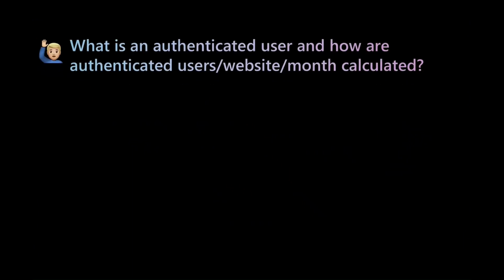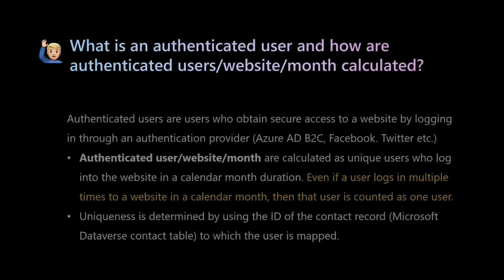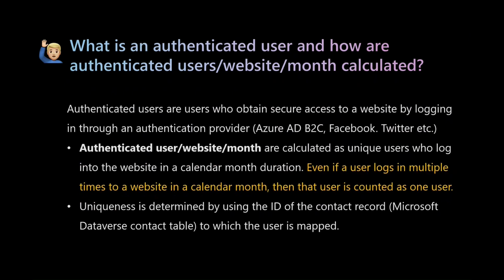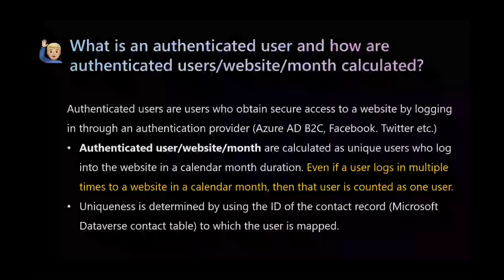Then the first question is, what is an authenticated user and how are authenticated users per website per month calculated? The answer is, authenticated users are the users who obtain secure access to a website by logging in through various types of identity providers. It could be Azure AD, B2C, Facebook, Twitter, LinkedIn, anything, right? So those who are logged into the website are called authenticated users.